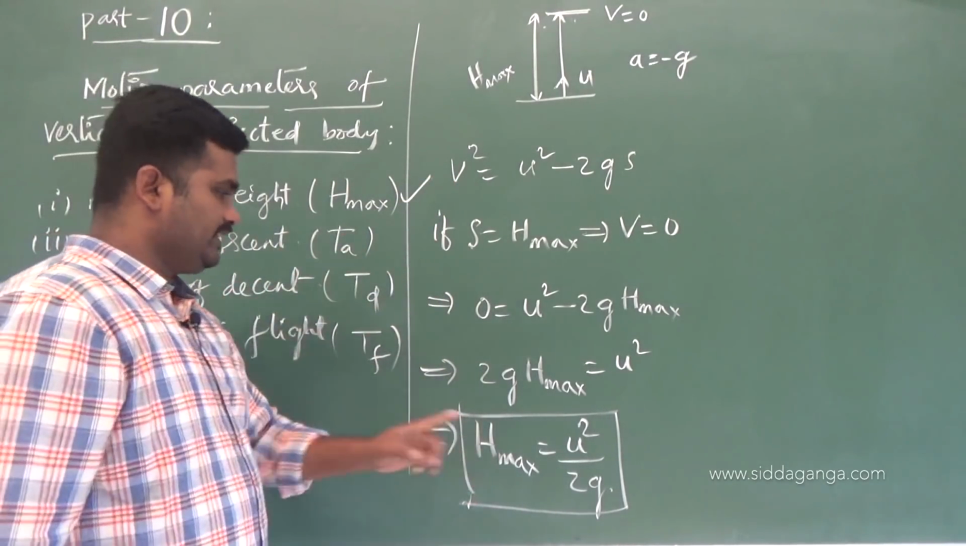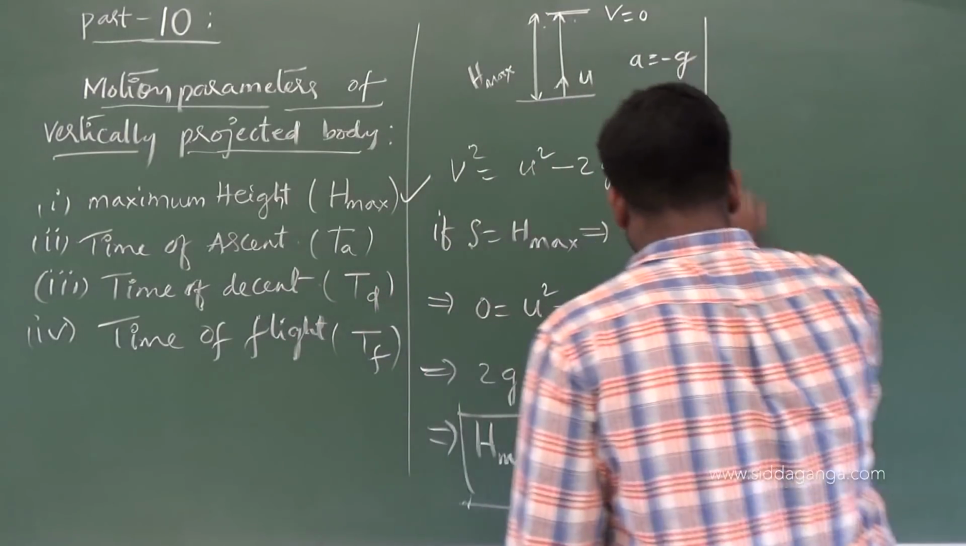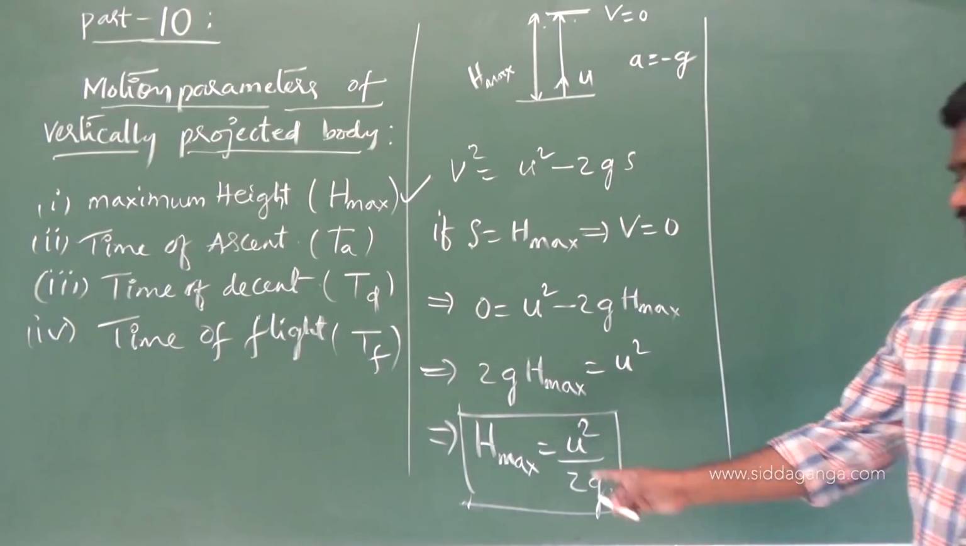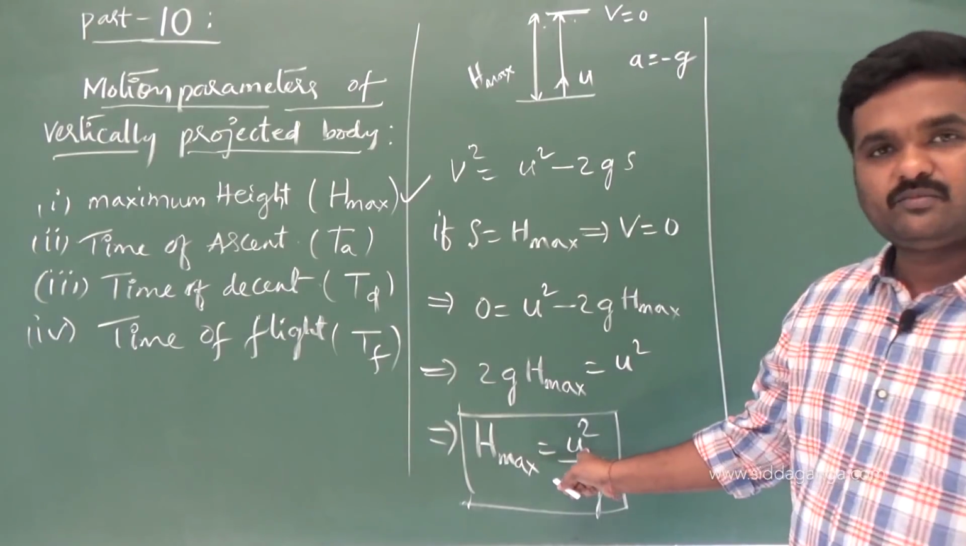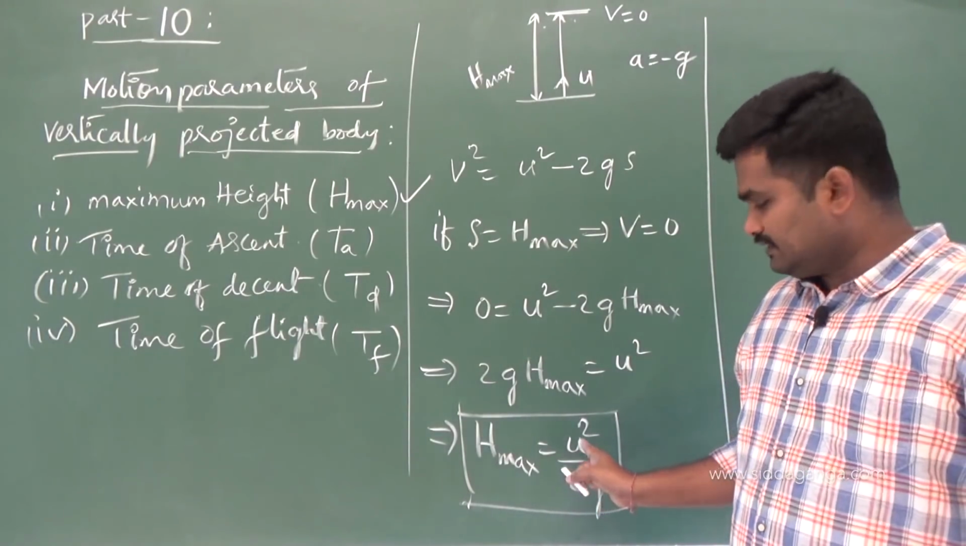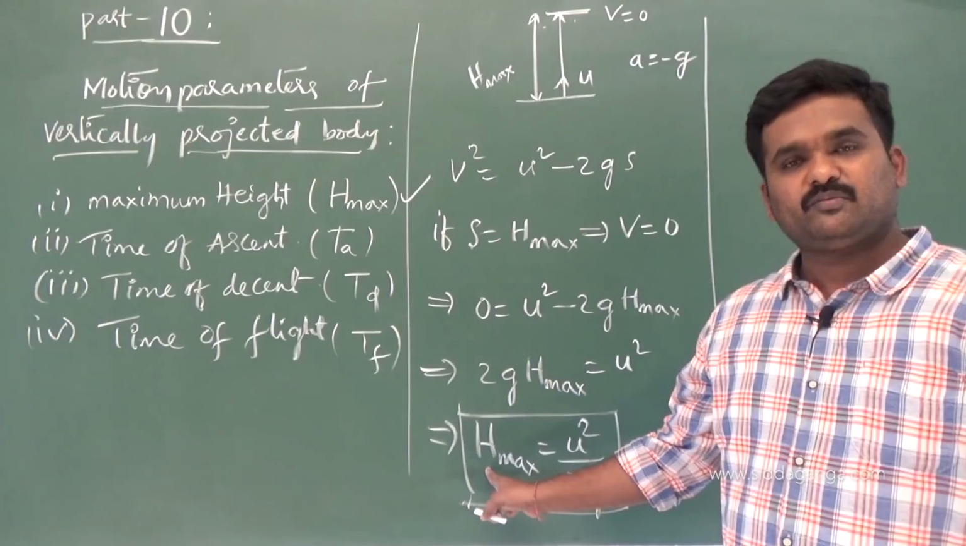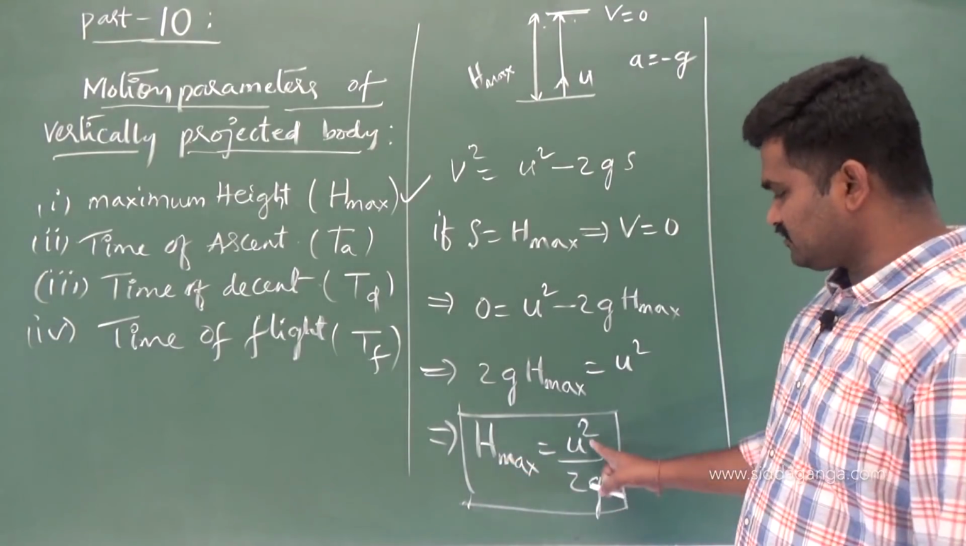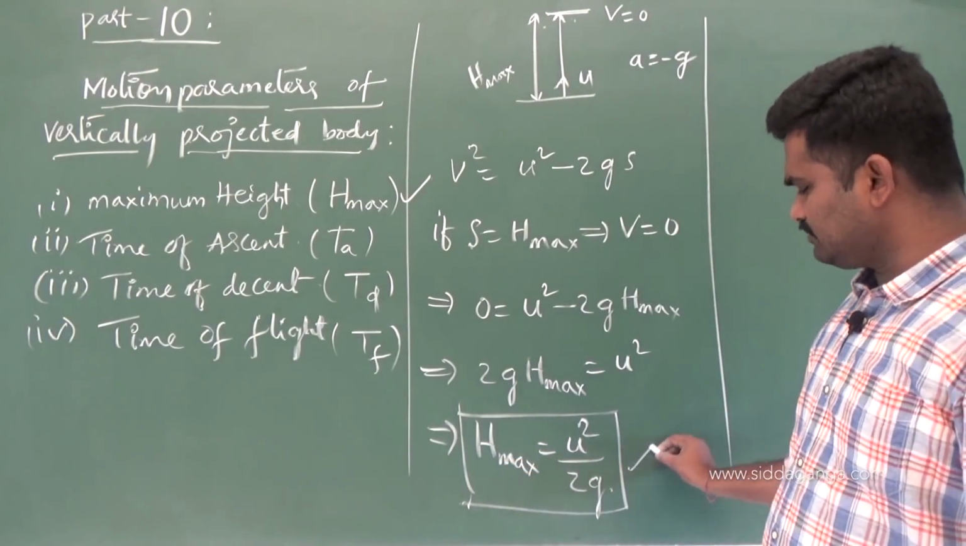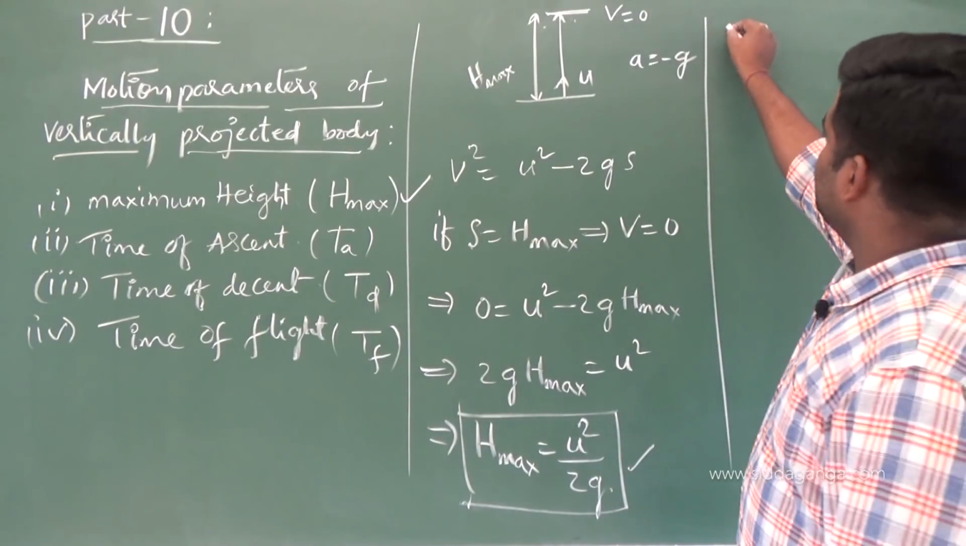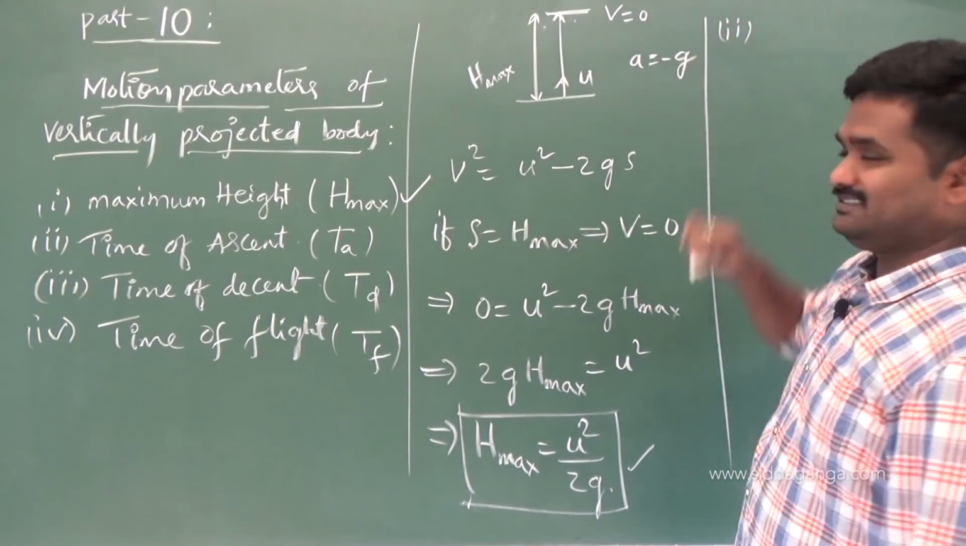The expression for maximum height is what? U square by 2G. U is the velocity with which a body is thrown vertically up, and if H maximum is the maximum height it has reached, the relation for that is U square by 2G. Most important formula. Next we will see the expression for time of ascent.